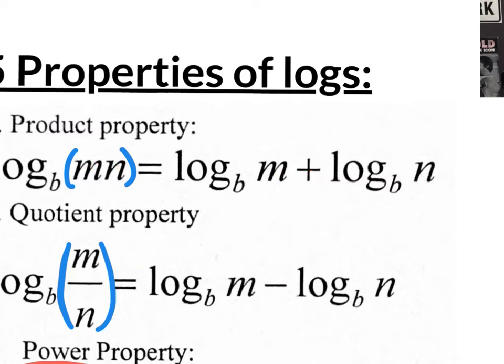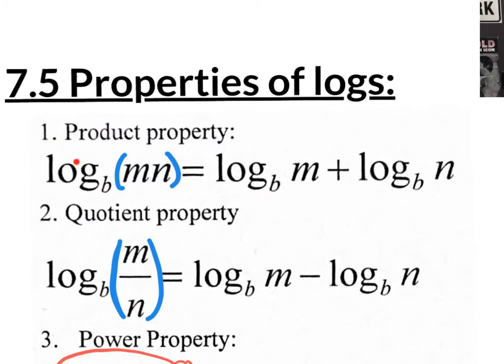That's called expanding. Or you could go backwards where you have log base b of something plus that same log base b of something else. And you could take those two separate logs and put them back together as that one log and multiply the m times n together. I know that sounds really weird.